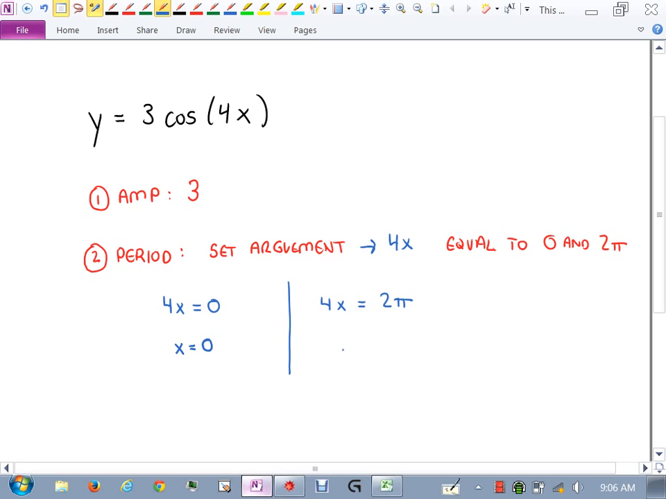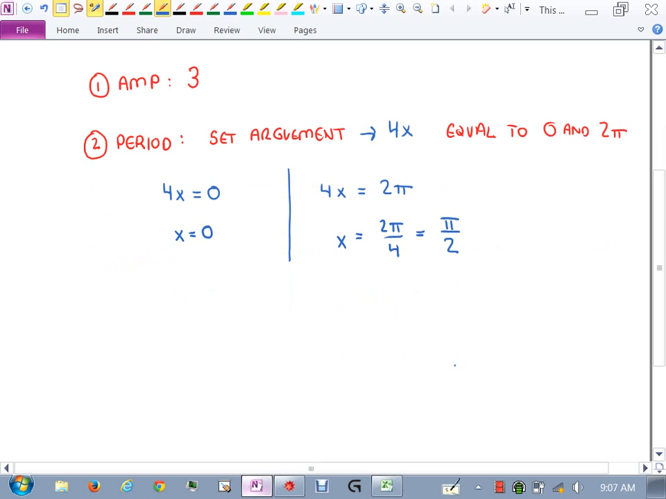So divide by 4, 2 pi over 4, you reduce this. This is just pi over, what, 2? Okay? So what I know is that for this cosine curve, my 2 endpoints are going to occur at 0 and pi over 2. With me? Okay, now the next thing that we talked about was looking at that interval on a number line and then cutting it into 4 equal sections.